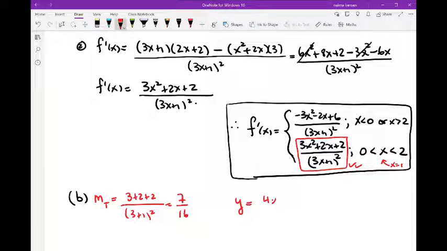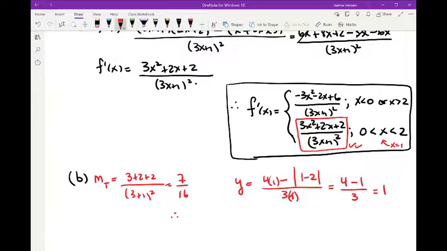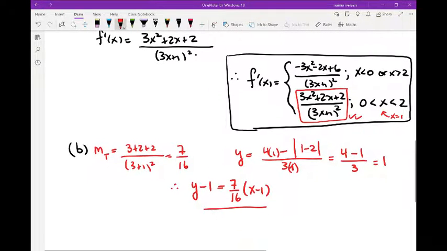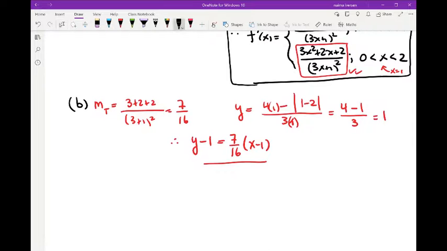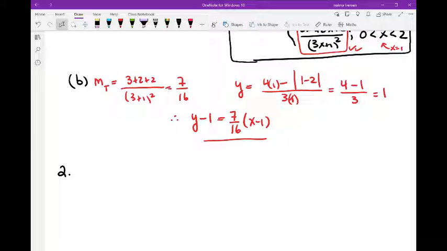So I'm going to get 4x minus, if you want, you can just plug it right in from the beginning, 1 minus 2 inside here, divided by 4 times 1 minus 1 minus 2, divided by 3 times 1. So I'm getting 4 minus the absolute value of negative 1, which is going to be 1, over 3, so that's going to be 1. So that means that my equation is going to be y minus 1 is equal to 7 over 16 times x minus 1 for that guy.